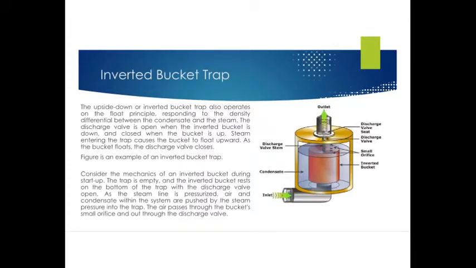Inverted bucket float. The upside-down or inverted bucket trap also operates on the float principle, responding to the density differential between the condensate and the steam. The discharge valve is open when the inverted bucket is down and closed when the bucket is up. Steam entering the trap causes the bucket to float upward. As the bucket floats, the discharge valve closes. The figure is an example of an inverted bucket trap.